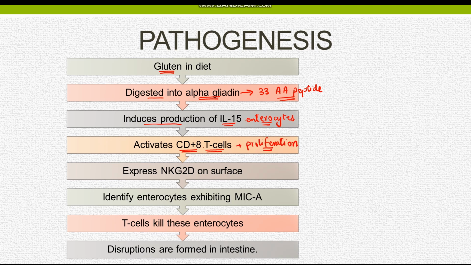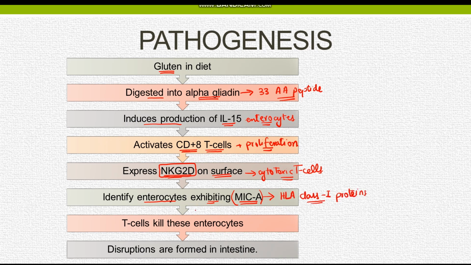These activated CD8 T cells express a specific protein known as NKG2D protein on the surface. Once this protein is expressed on the surface of T cells, they become cytotoxic. So these cytotoxic T cells identify the enterocytes exhibiting a specific component known as MICA. This MICA is actually a protein that resembles HLA class 1 proteins.